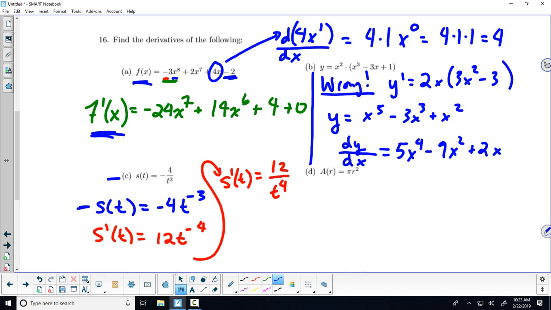This is certainly not what I would have gotten if I tried to incorrectly use a product rule. So be careful with that. You'll step in it a couple of times. That's why you practice. You practice so you step in it well before the test and get it fixed.